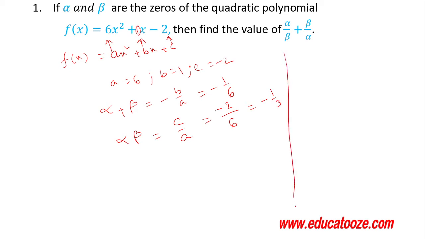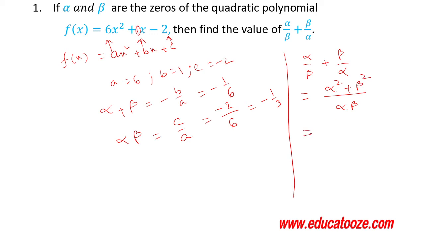We have found alpha plus beta and alpha beta. Now we have to find the value of alpha by beta plus beta by alpha. Let's see. We take the LCM, alpha beta. The numerator becomes alpha square plus beta square.